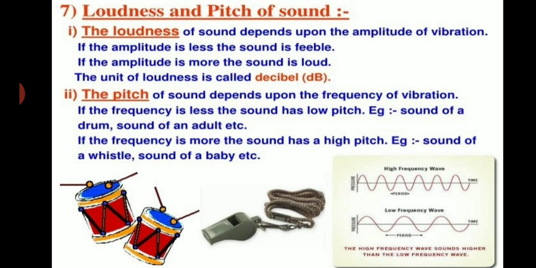Amplitude of vibration of the sound source. It has been found that loudness of sound is directly proportional to the square of the amplitude of the vibration producing the sound. For example, if the amplitude becomes twice, the loudness increases 4 times. The unit of loudness is called the decibel, and it is represented as dB. Again, if the amplitude is less, the sound is feeble, and if the amplitude is more, the sound is loud. Next is pitch.